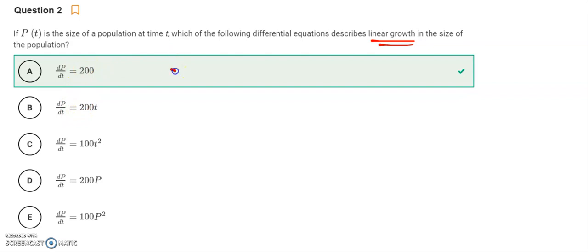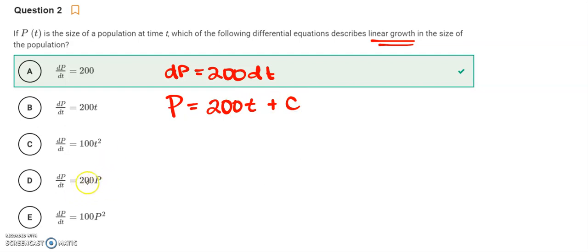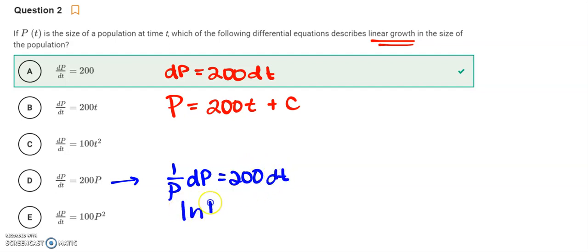And this one, if you were to take the antiderivative, you would separate your variables. Take the antiderivative, you would get your population is equal to 200t plus c. So what I meant about these other ones, this would end up being 1 over p dp equals 200. Oh, so this would actually end up being some sort of exponential going on. Sorry, I apologize for that. 200 dt, take the antiderivative, you get the natural log of p equals 200t plus c. So you're looking for which one of these, when I go a layer up, do I end up with linear growth?